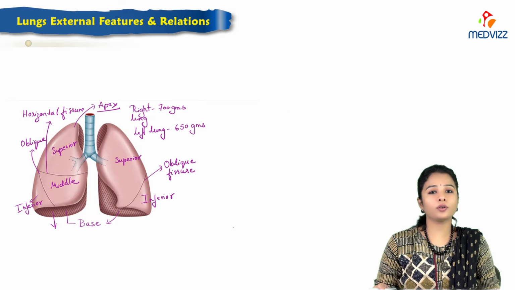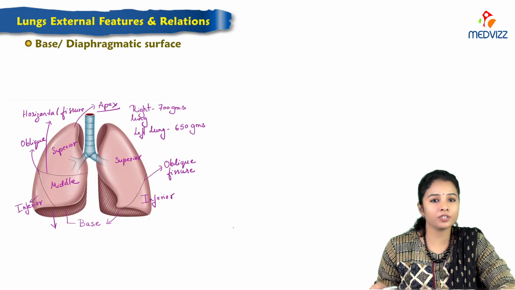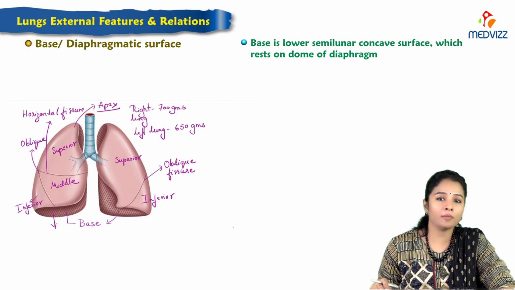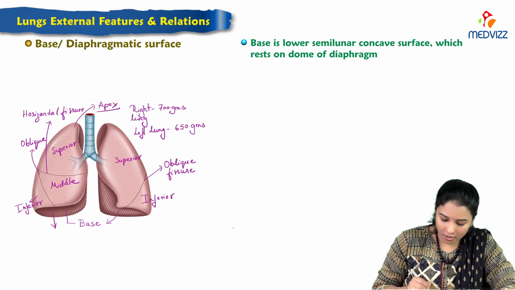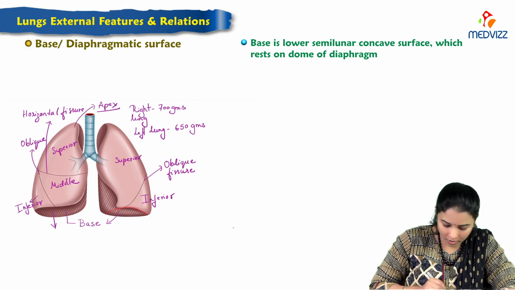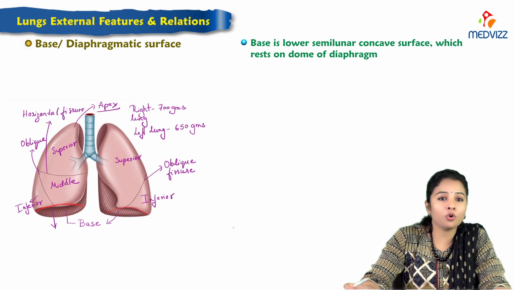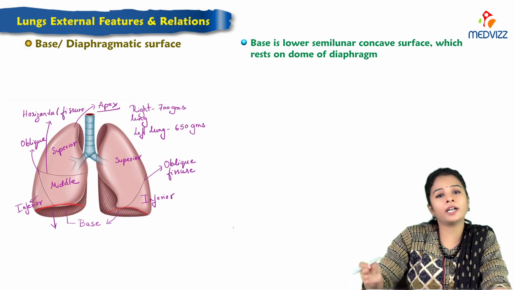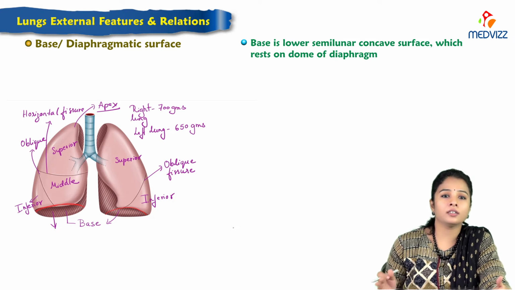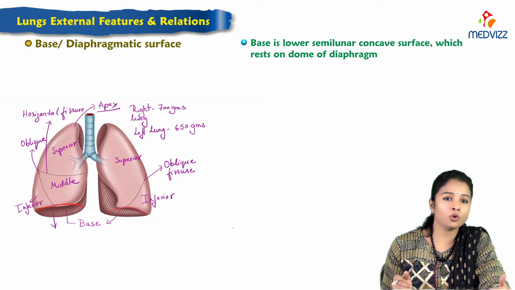Okay, let's talk about the base or the diaphragmatic surface of the right and left lung. The base is a lower semilunar concave surface on each side, and it rests on the dome of the respective diaphragm. Meaning the right lung rests on the right dome of the diaphragm and the left lung rests on the left dome of the diaphragm.